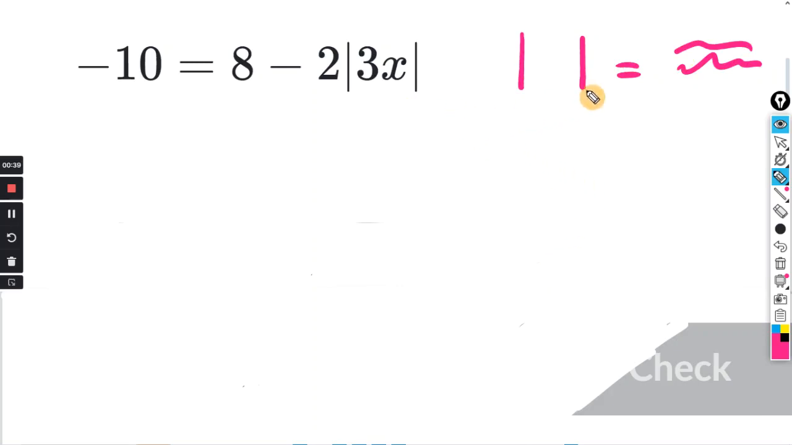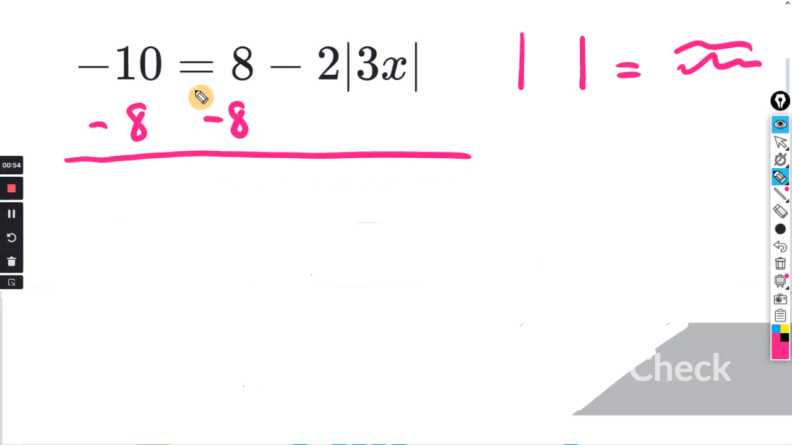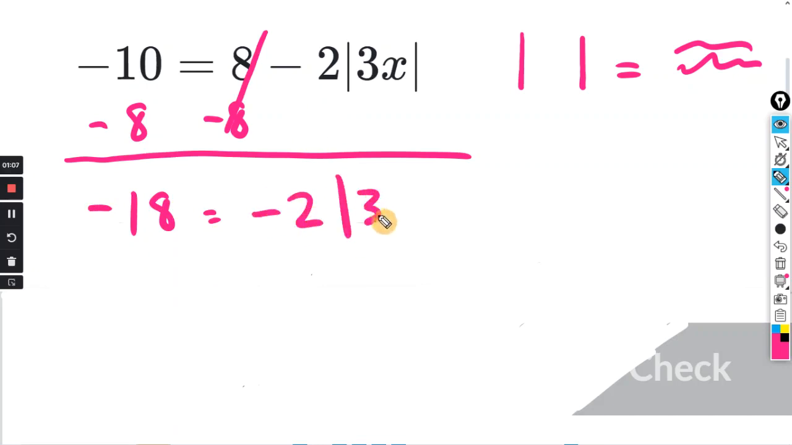First, we're really solving for the absolute value of 3x. Here we have a positive 8. The opposite of positive 8 is negative 8. You want to apply that to both sides of the equal sign. 8 minus 8 is gone. Negative 10 minus 8 is negative 18, and that equals negative 2 times the absolute value of 3x.